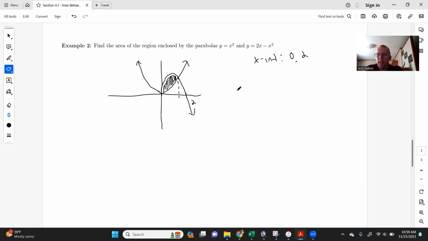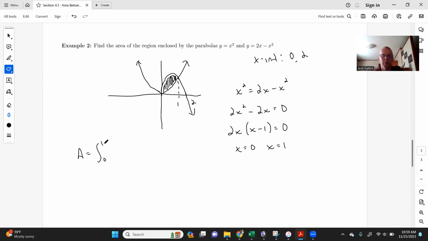Let's set these equal and see where these two intersect. We'll bring everything over to this side, so we have 2x squared minus 2x equals 0. Factor out the 2x, and we have x equals 0, x equals 1. That gives us the limits of integration that we need. This tells us that 2x minus x squared would be first, and then we'll subtract the x squared.